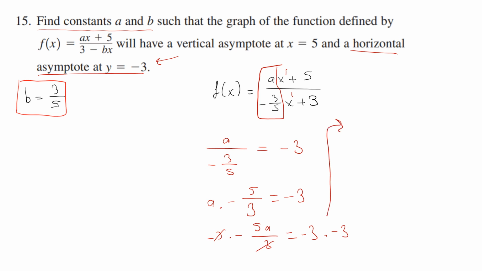Let's move up to here. So now I have -5a equaling 9. From here, I'm going to divide each side by -5 to get a value of 9 over 5. When I multiply by -3 over here to cancel, this negative was also cancelled, so it's not negative. So positive 9 over 5.